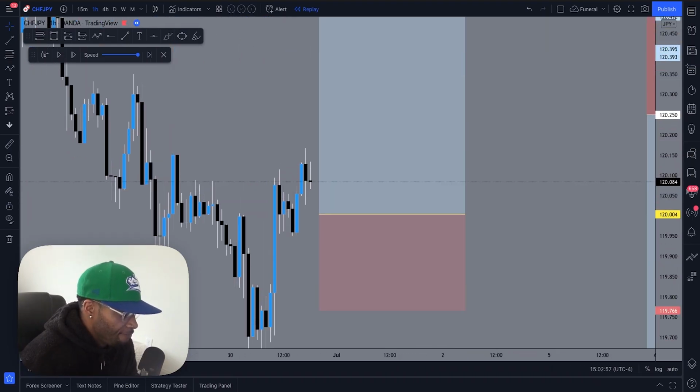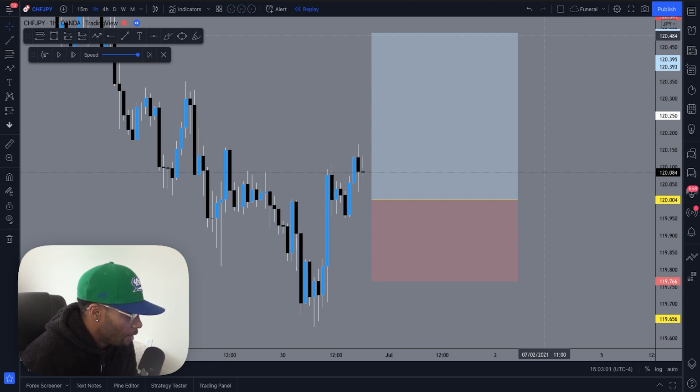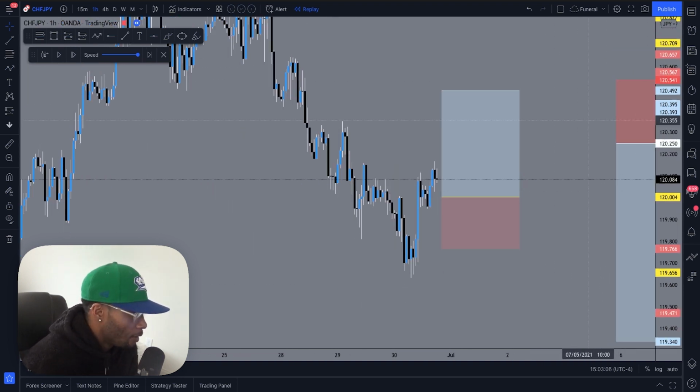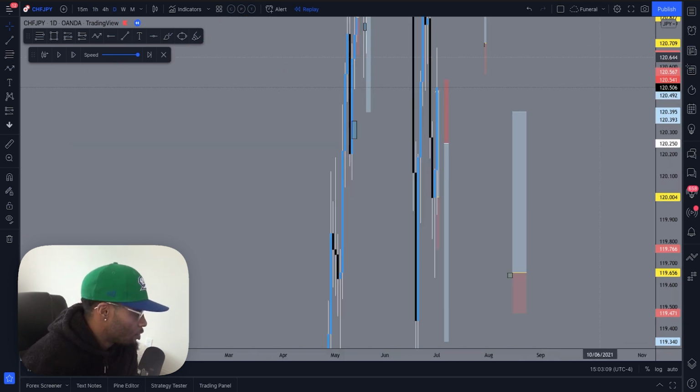This is it right here. Entry at 120, take profit up here, stop loss down here. Now, let's take a look as to why this trade was sent out.